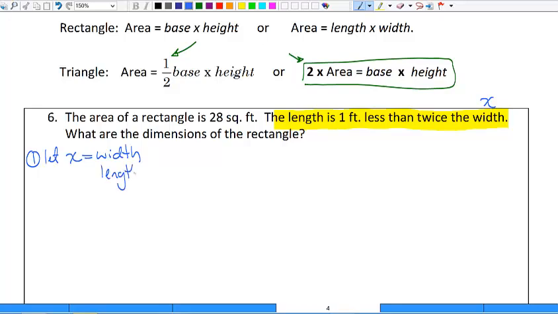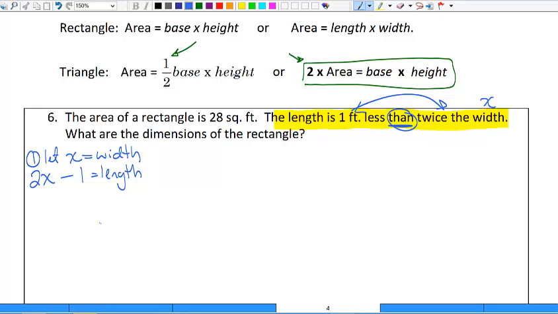Now I need to know the length, so let's go ahead and read that comparative statement and see if I can write an expression for it. The length is, okay, length is, I got that. 1 foot less than, what does that "than" tell you to do? Switch the order, so it's going to be something minus 1, less than, so twice the width, less 1. 1 foot less than twice the width means twice the width less 1.